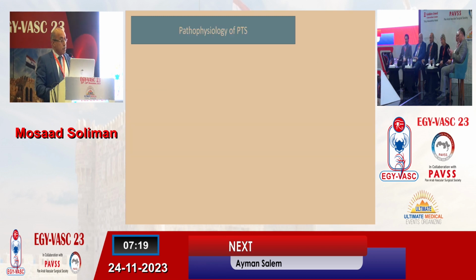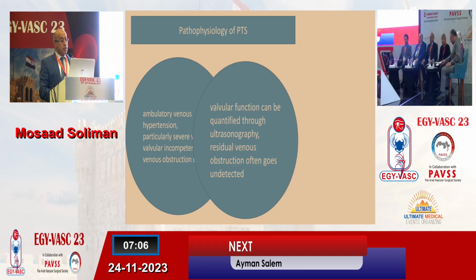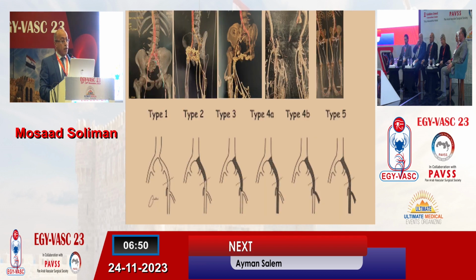Looking at the pathophysiology of these individuals, the main problem is ambulatory venous hypertension, which is particularly severe when valvular dysfunction and obstruction coexist. And as the valvular function can be assessed with Doppler, the residual venous obstruction goes undetected, leading to under-appreciation of its contribution to PTS morbidity.